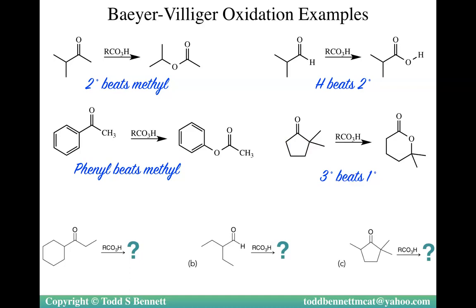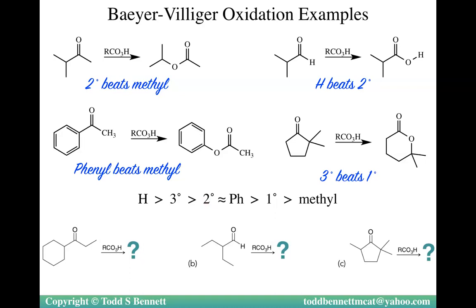But the big picture of how this whole thing comes together then, H is the best at migrating. You're going to get an aldehyde if possible. But after that, it's tertiary over secondary over primary over methyl. And then phenyl comes in roughly equal to secondary. Okay, so we have that.